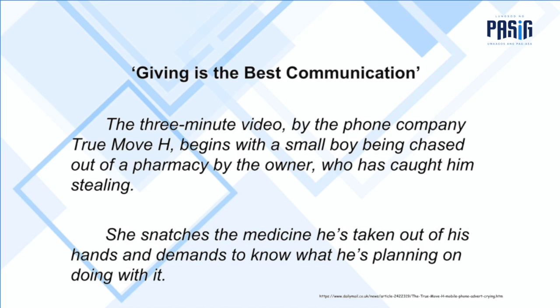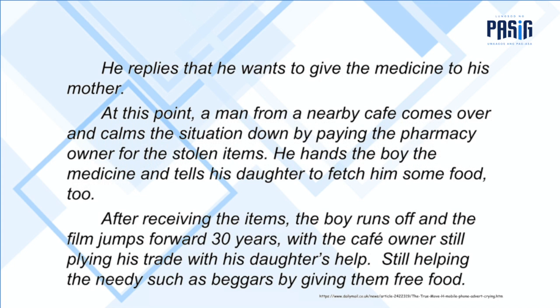She snatches the medicine he's taken out of his hands and demands to know what he's planning on doing with it. He replies that he wants to give the medicine to his mother. At this point, a man from a nearby cafe comes over and calms the situation down by paying the pharmacy owner for the stolen items. He hands the boy the medicine and tells his daughter to fetch him some food, too.